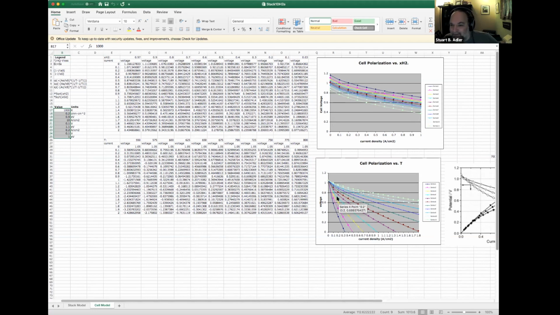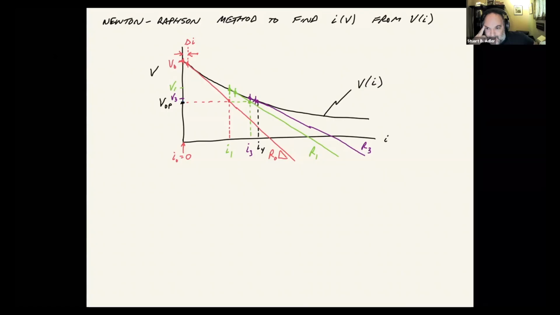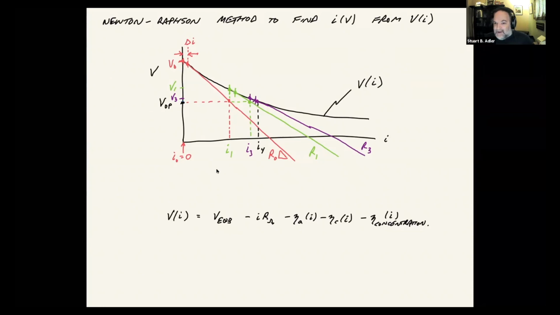The way I've done that here in this spreadsheet is using the Newton-Raphson method. Those of you who are not familiar with this method and maybe haven't learned it or don't remember it, I just wanted to go over briefly how it works. The basic idea is we have this model, voltage versus current. There's no way I can take this and algebraically rearrange it to express it as I as a function of V. So it starts out with an initial guess of the current density. The no-brainer guess is just to guess zero. And of course, at zero current, these terms are all zero, and so we just get the equilibrium potential.